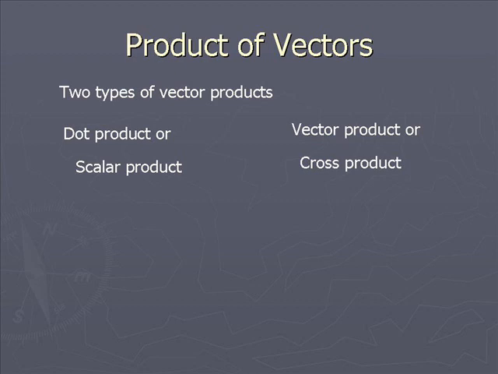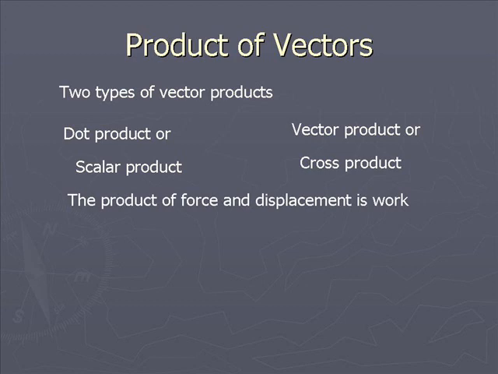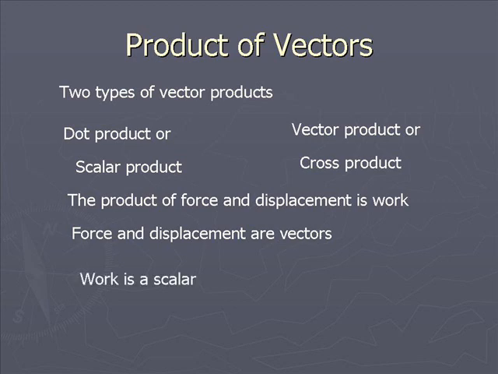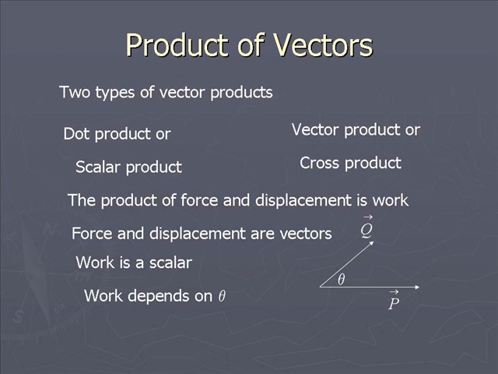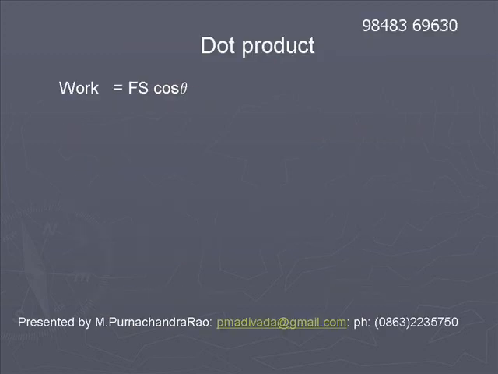In physics, we come across vector physical quantities like force, displacement, acceleration, velocity, etc. There is a particular relation. If the force and displacement are multiplied, we get work, where force and displacement are vectors, whereas work is a scalar. Moreover, this work depends on the angle between the force and the displacement. It depends on cos theta, where theta is the angle between force and displacement. The relation for work is F s cos theta, where F is the force, s is the displacement, and theta is the angle between force and displacement.